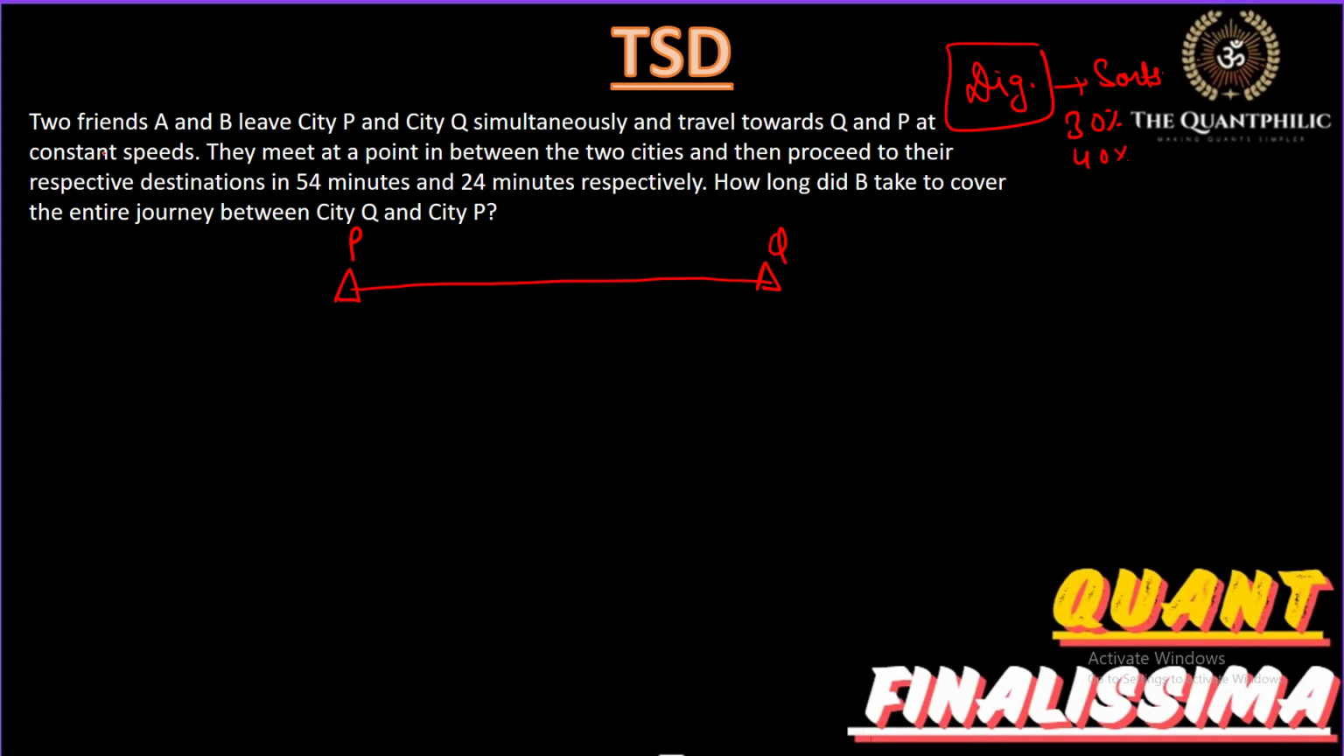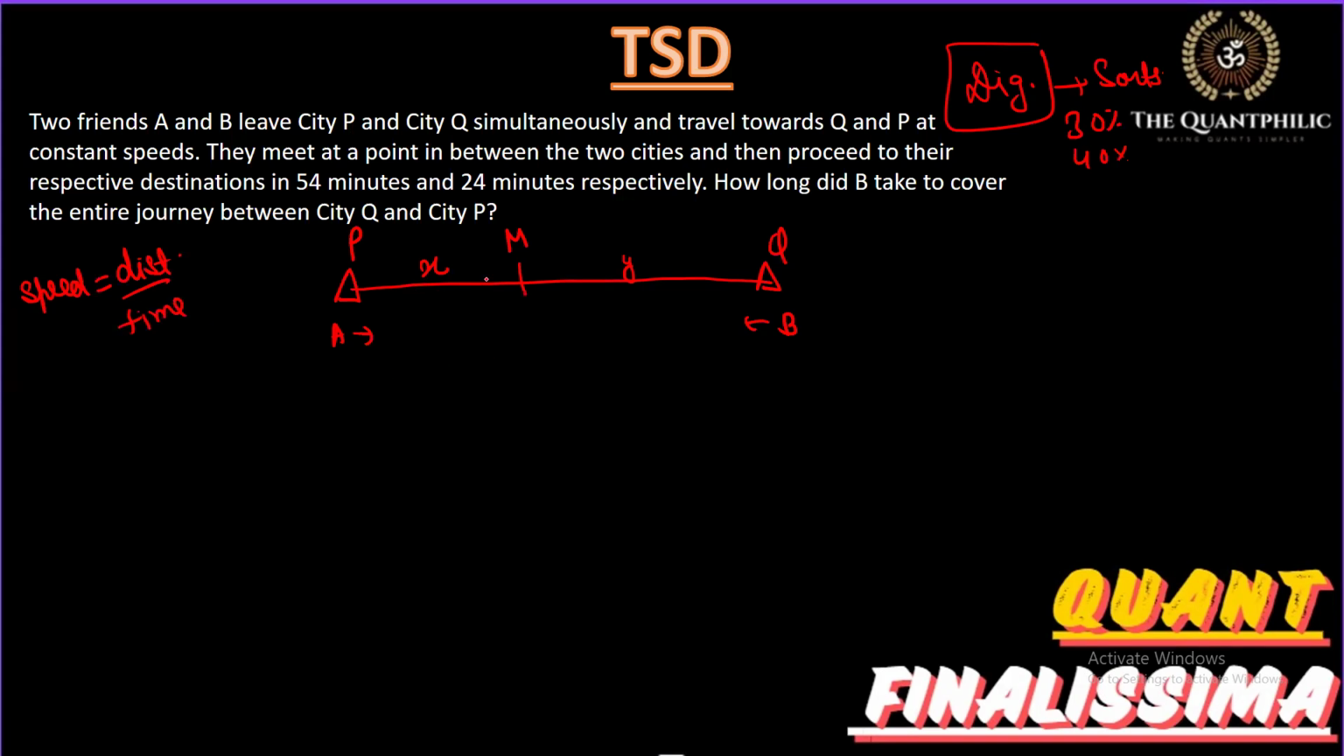It is given that A starts from city P towards Q and B starts from city Q towards city P. And it is given that they meet at a point in between. Suppose they meet at M. Now suppose the distance from P to M is X and the distance from M to Q is Y. Now what's the formula for speed? Speed, velocity, whatever you want to say, is distance upon time.